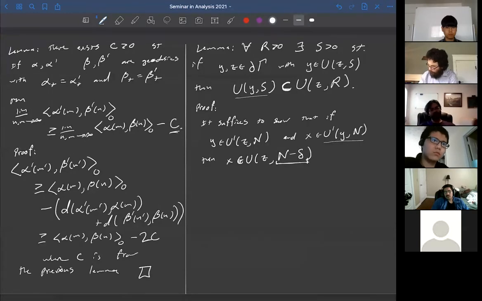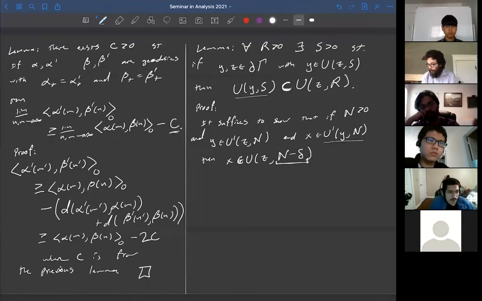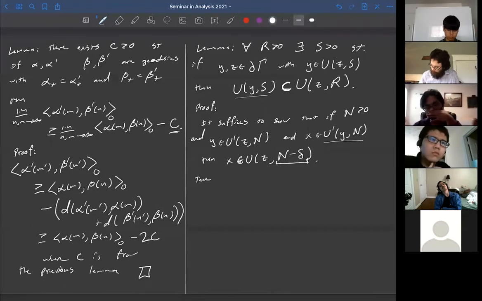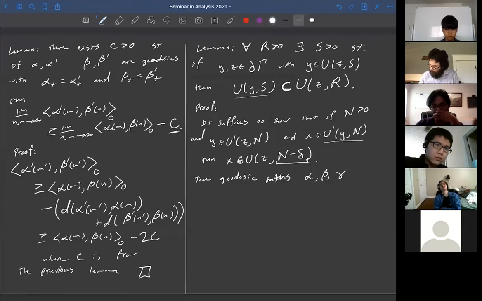So let's show that if n is greater than zero, and Y is in this neighborhood where every geodesic has this limit for the Gromov product greater than n, and X is in this neighborhood of Y, which satisfies the same thing, then X is in the neighborhood of Z with respect to n minus delta. Okay, so let's go ahead and now prove this statement here. So what will we do? We'll go ahead and take geodesic paths, say alpha, beta, gamma, connecting the origin to x, y, and z respectively.